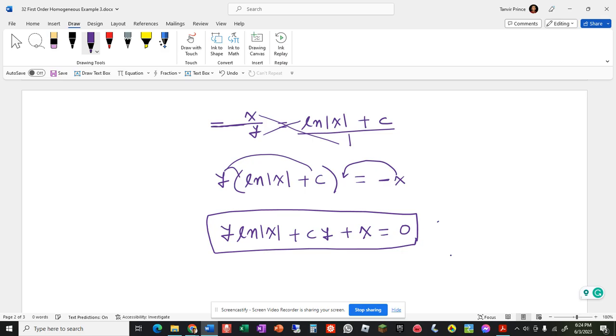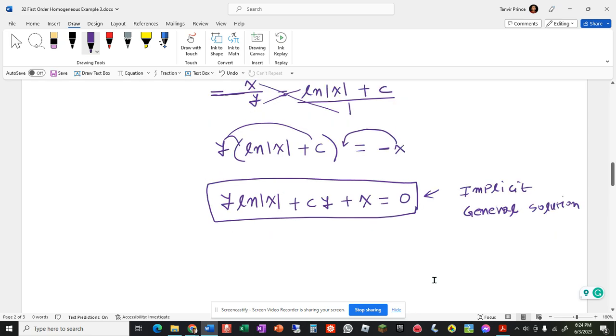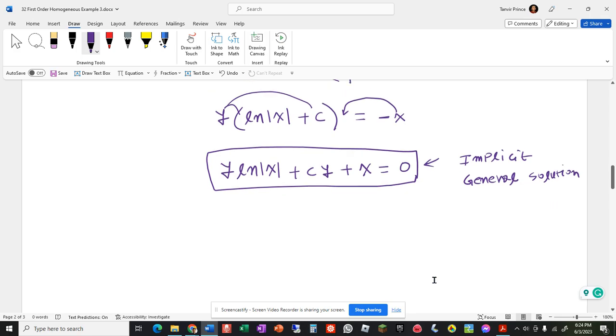So that will be my implicit general solution. And don't forget the absolute value is very important. Whenever you have a ln, make sure you have the absolute value. That is actually important. You can leave it like this. Now c here is the parameter, and it's always a good idea to use GeoGebra.